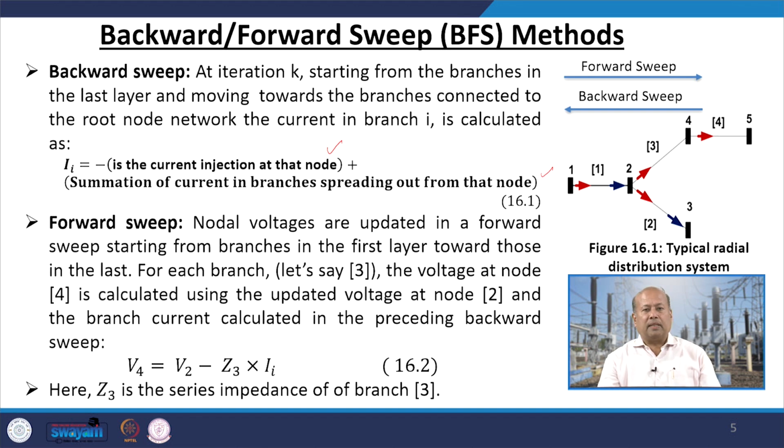For each branch, let us say branch 3, the voltage at node 4 is calculated using the updated voltage at node 2 and the branch current calculated in the preceding backward sweep. That means whatever current is calculated is used to calculate the voltages. So, V4 will be V2 minus Z3 into II. If I am interested in the voltage at bus number 4, it is nothing but the voltage at bus number 2 minus the drop in branch number 3, that is II into Z3. Here Z3 is the series impedance of branch number 3.